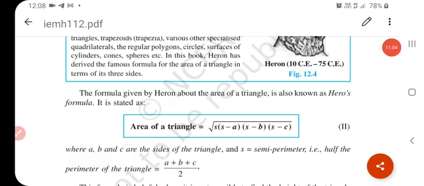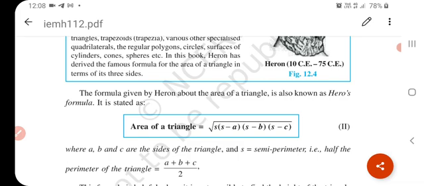So students, the formula given by Heron is known as Heron's formula. The area of a triangle is root of s times (s minus a) times (s minus b) times (s minus c), where a, b and c are the sides of the triangle and s is the semi-perimeter, that is, half the perimeter of the triangle.